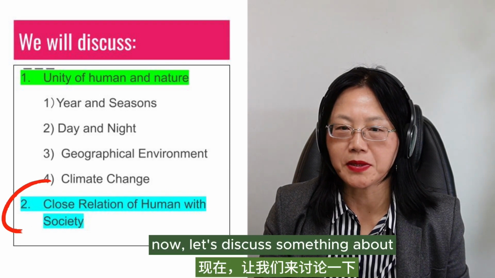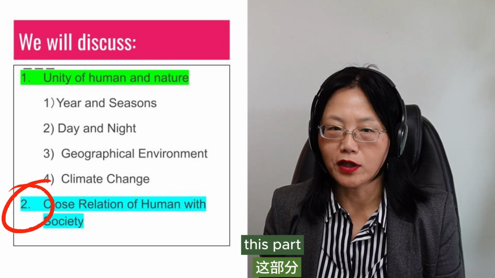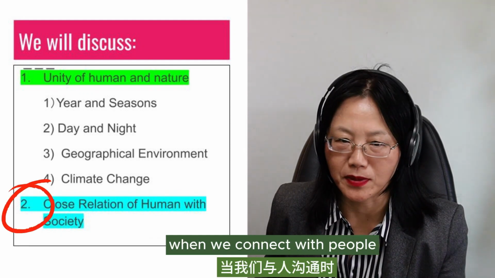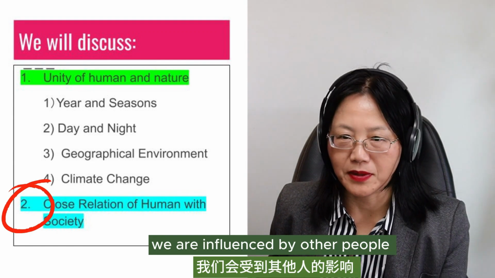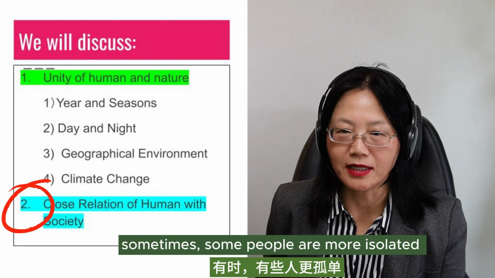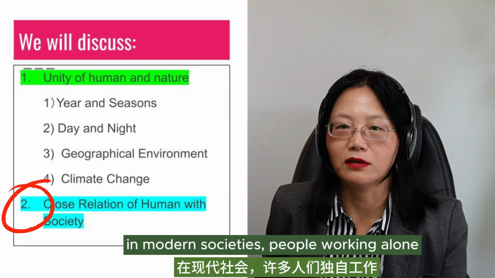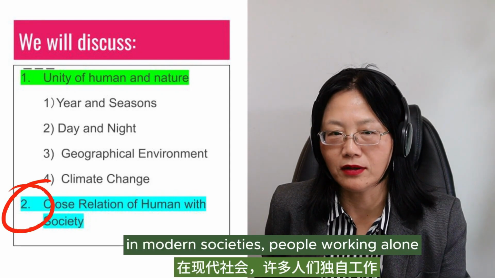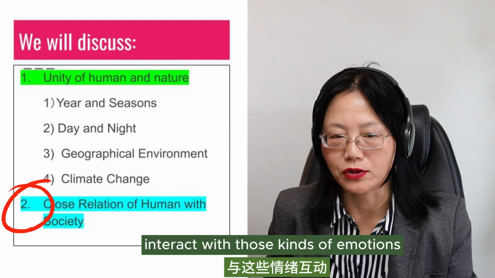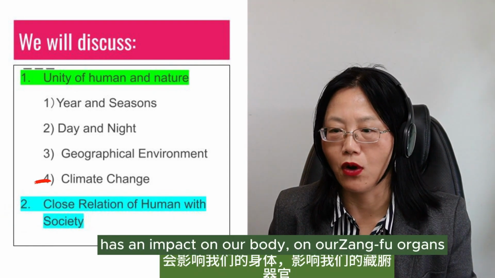Now let's discuss the close relationship of humans with society. For this part, it's mainly related to the mental part. When we connect with people, we are influenced by other people, with or without connecting with people. Sometimes some people are more isolated. They have social connection anxiety, or because of modern society, people are working alone. Depending on how people interact with those kinds of emotions, it actually has impact on our body, on our Zang-fu organs.